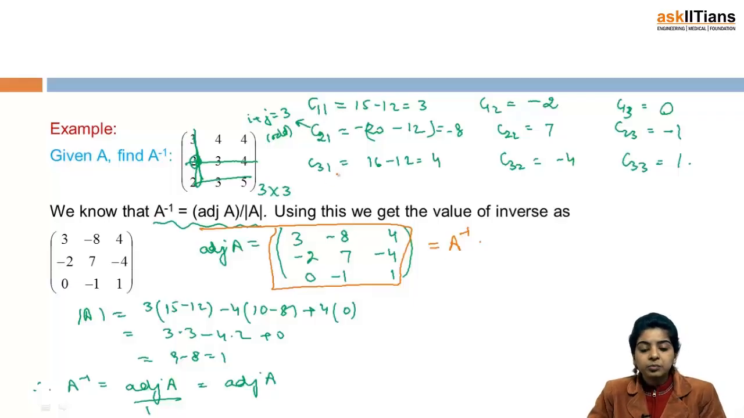So I suppose this concept was also quite simple, but we'll have to practice a good number of questions in order to maintain a very good speed in finding out the inverse, because it involves a bit of computation, like you'll have to find out the cofactors, then you'll have to find out the transpose of cofactors in order to compute adjoint, and finally the determinant in order to find the inverse.